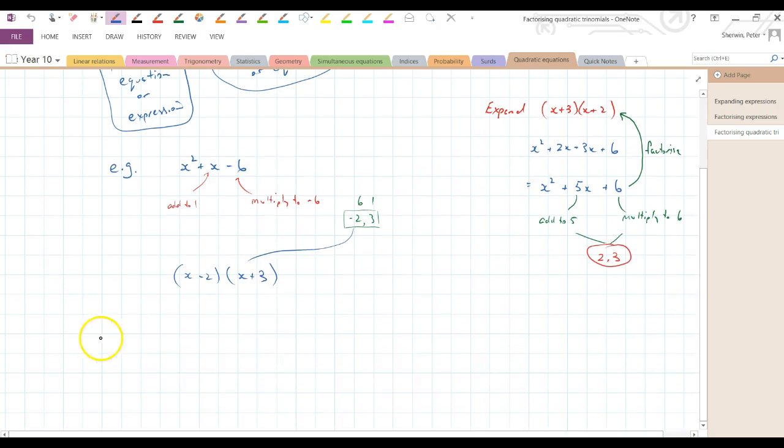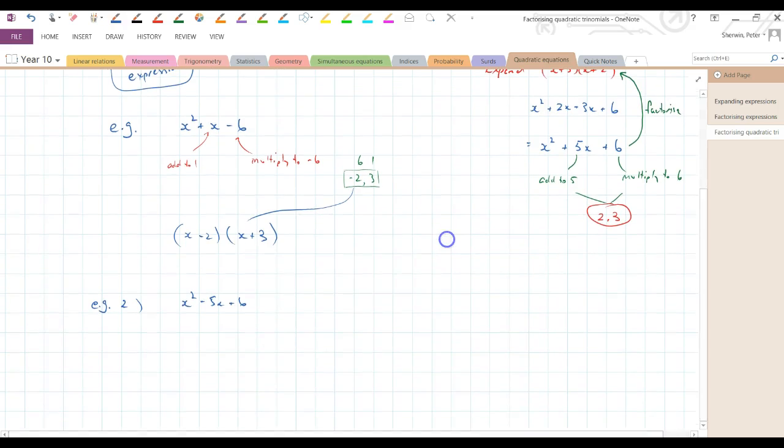x squared minus 5x plus 6. So this is example 2. Rather than writing it out like that, I'm just going to put over the side here, I'm looking for two numbers that add to minus 5 and multiply to 6. Minus 5 from that position there, the coefficient of x, and multiply to 6, that number on the end there. What are those two numbers? Let's work them out. Multiply to 6, add to minus 5, I reckon minus 3 and minus 2.